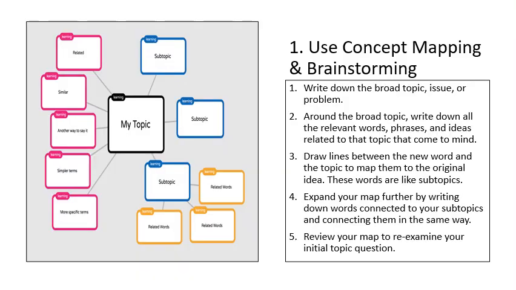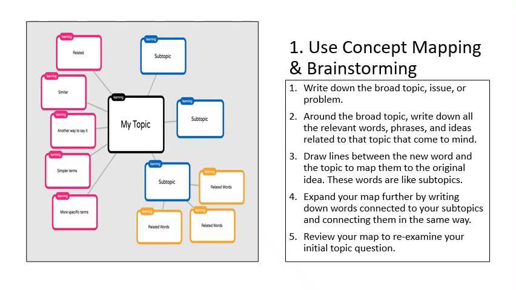I always recommend doing some sort of concept mapping or brainstorming in your research process. You cannot simply go from topic to essay or topic to finding sources to writing the essay. You need to do some pre-writing work. So you could write down the broad topic or your issue or whatever your idea is that you're going to write about.